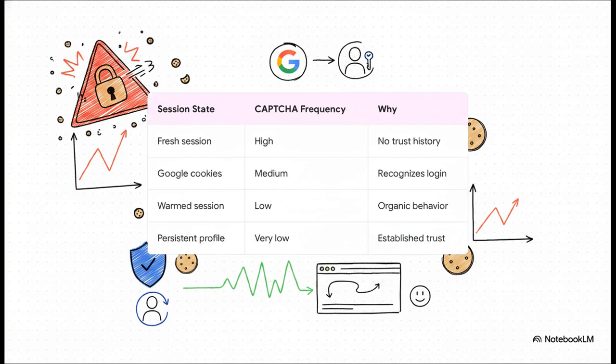But as you add state, that frequency drops. Warm the session up with some browsing history, and it drops to low, thanks to those organic behavior signals. A truly persistent profile boasts a very low frequency because you fully establish trust. That's exactly why browser session persistence is not just a neat automation shortcut, it's a fundamental reliability strategy.